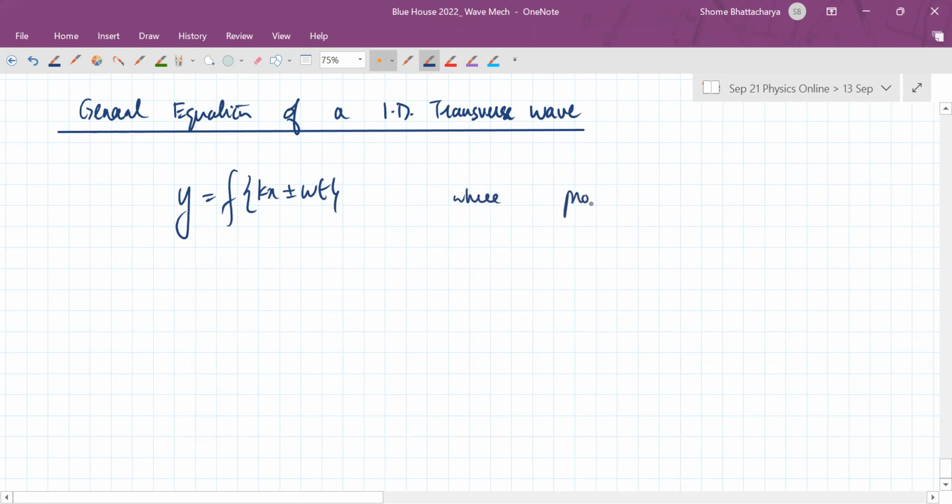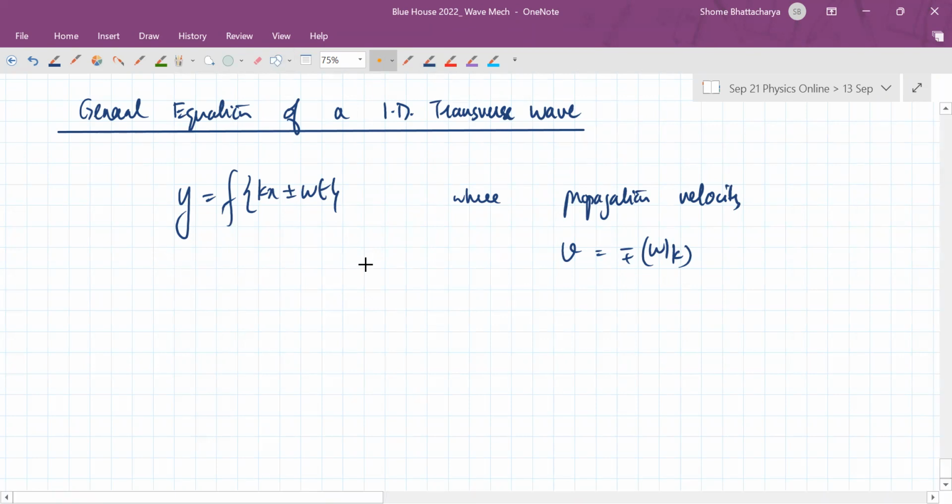The propagation velocity v is minus or plus omega by k, which means that basically if the sign between kx and omega t is plus, then the propagation velocity is along the negative x-axis. If the sign is minus, then it's along the positive x-axis.